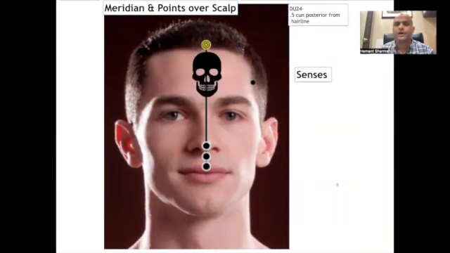Let's see in the other image. Look at here. So this face area is the area doing the representation of the whole face region. So we can treat all the sensory organs here. Each and every sensory organ can be treated here.